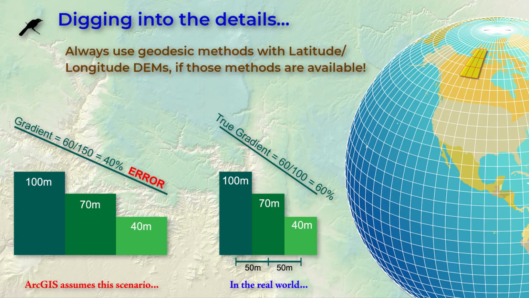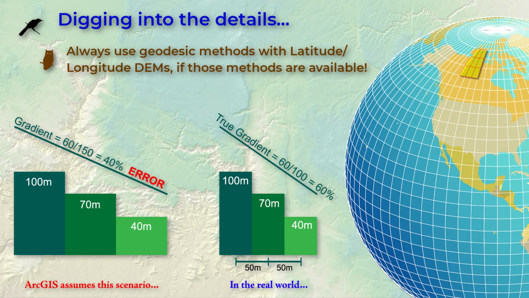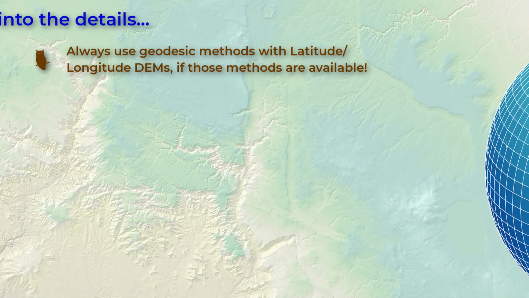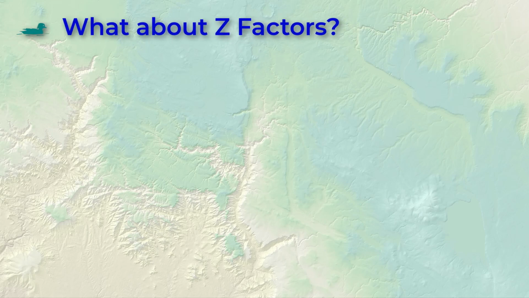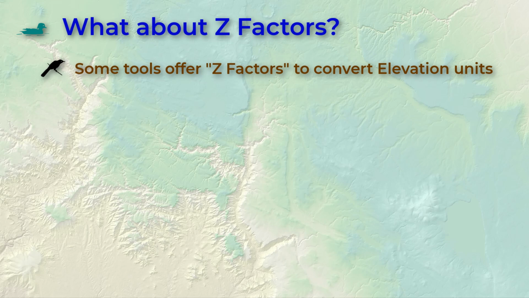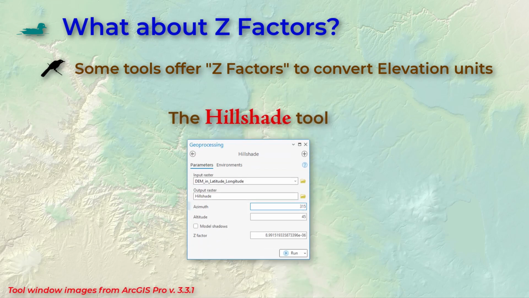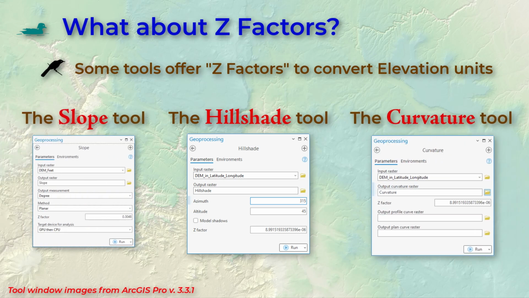So, just to say it one last time, always use geodesic options when calculating topographic characteristics from a geographic DEM. If you don't, then the topographic data will be wrong. So what about z-factors? Well, some tools offer this thing called a z-factor to convert your elevation units. The Hillshade tool offers this option, and so does the original slope and curvature tool.